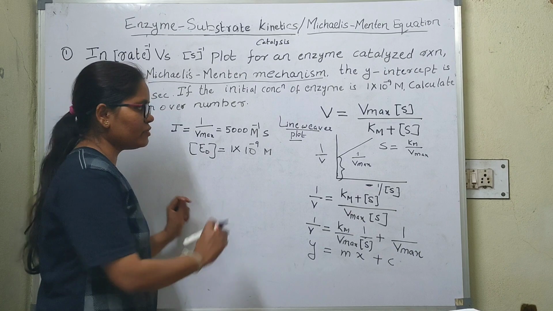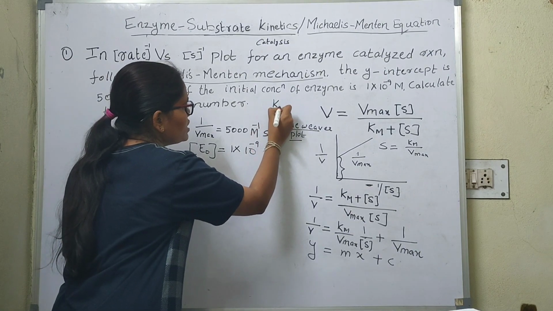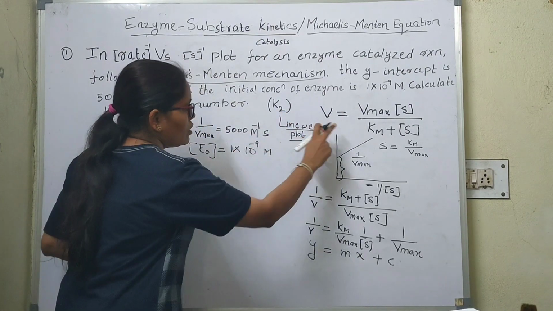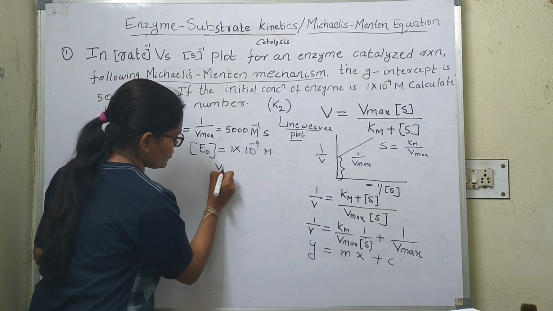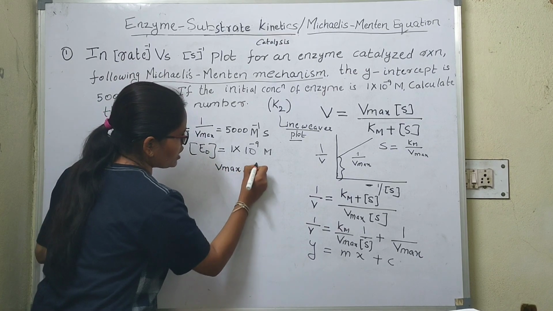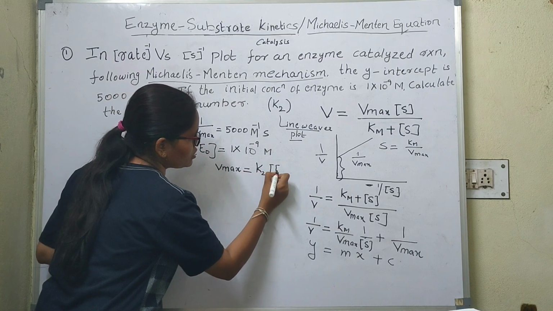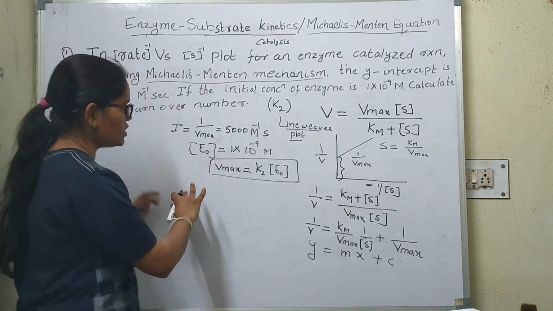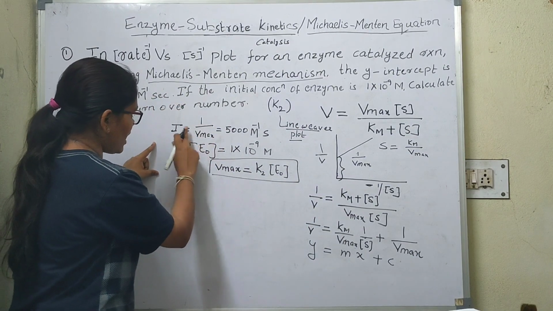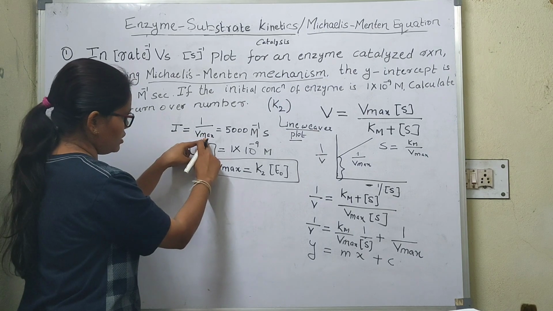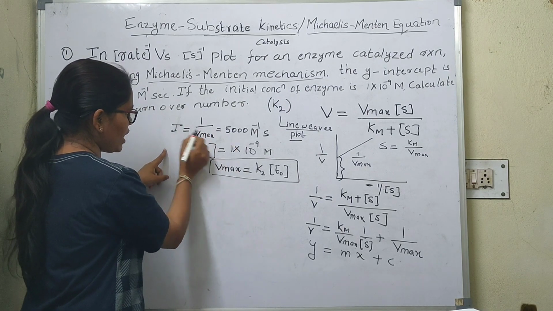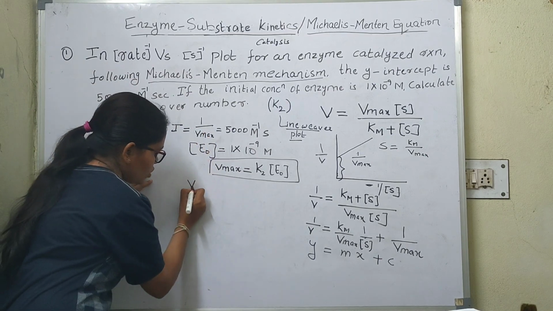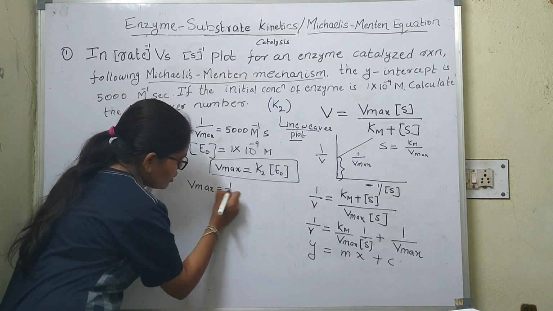I already told you in the previous video that the turnover number is defined by K2. Vmax can also be written as K2 into E0. This is the formula for Vmax and its derivation is given in the previous video. Now we have the intercept value, and from the intercept value we can easily get Vmax. If the intercept I is 1 by Vmax, then Vmax will be 1 by I.